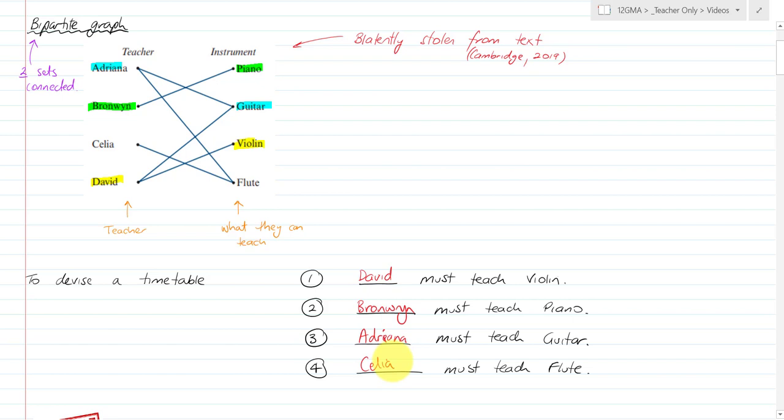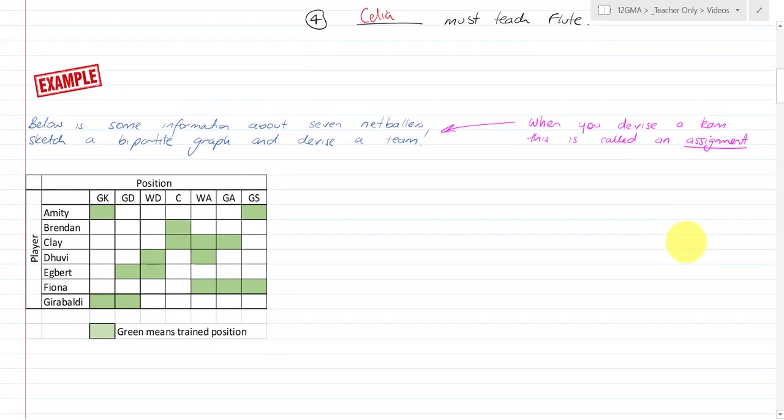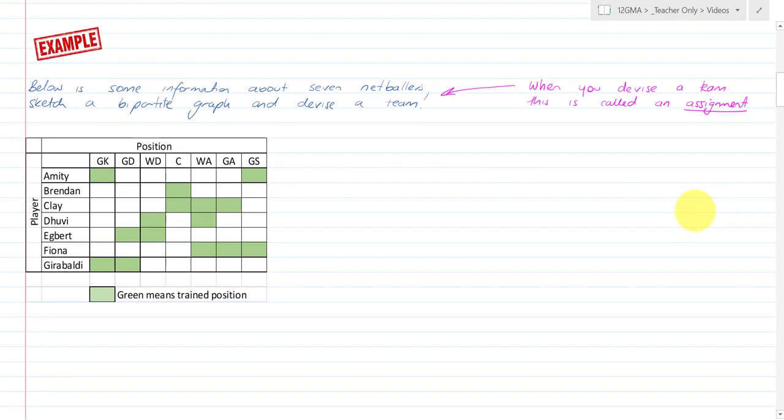It's a unique assignment because we're able to pass through this bipartite graph without ever having to make a choice. It's a unique assignment, and so there's no other possible way of doing it in this case. So let's have a look at an example. Below is some information, this is one I did make up, and it creates an interesting result. That's why I deliberately made it up.